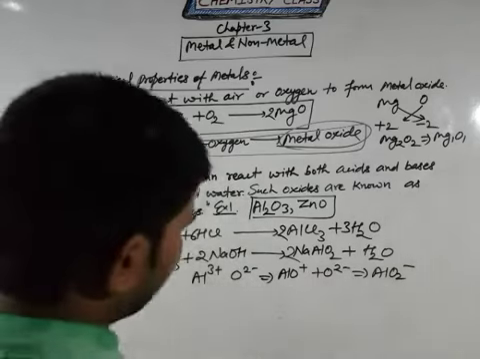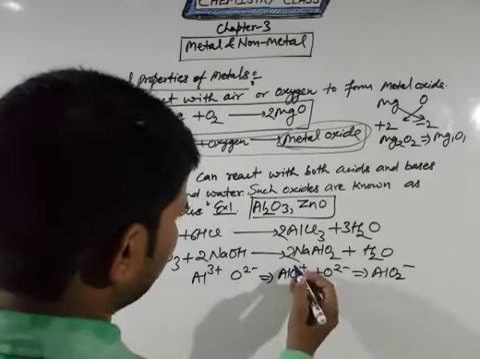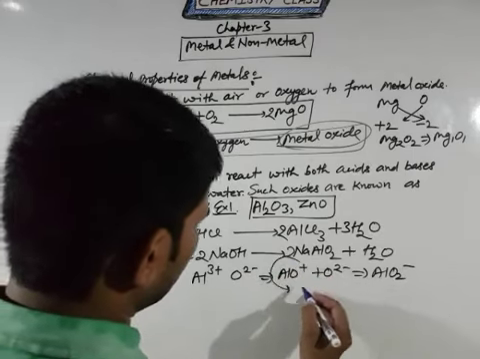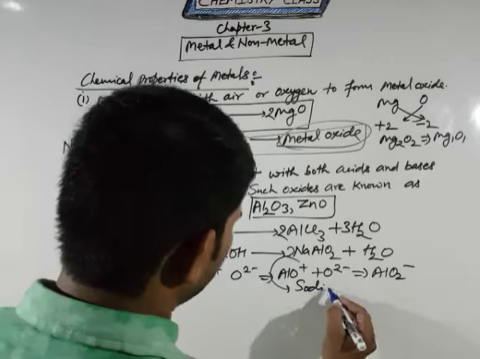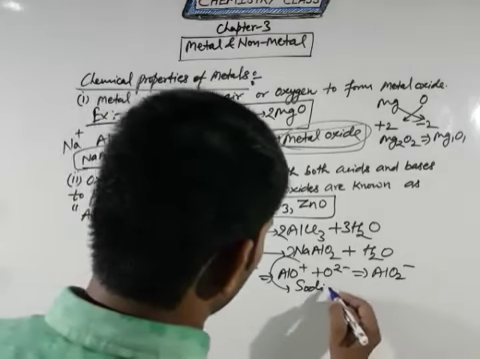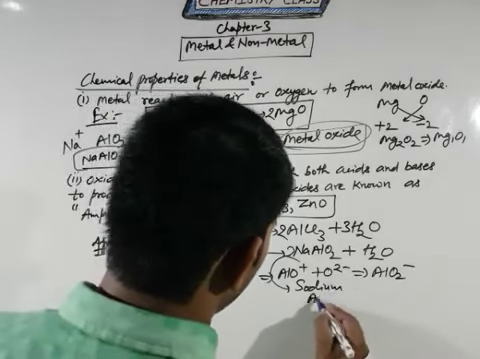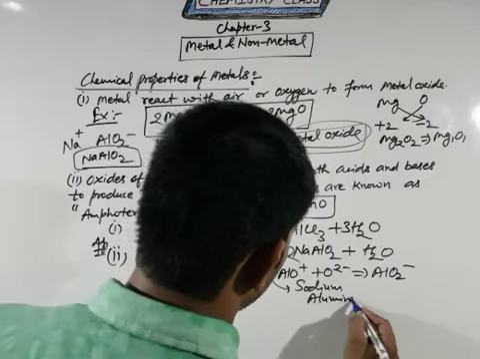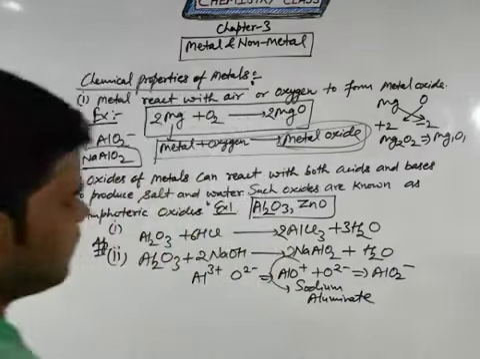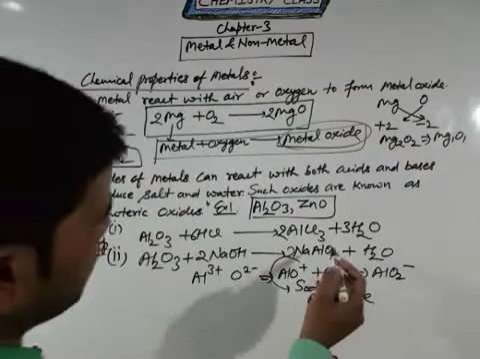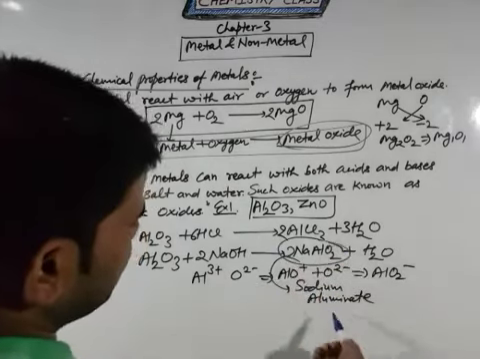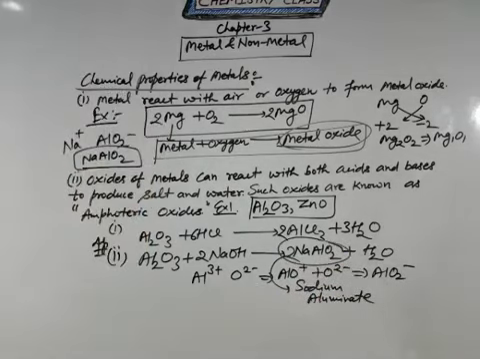is NaAlO2. So what about the naming of NaAlO2? In this case, the name for NaAlO2 is sodium aluminate. This is the final name for this reaction. Clear? So this is your final product and the name is sodium aluminate.